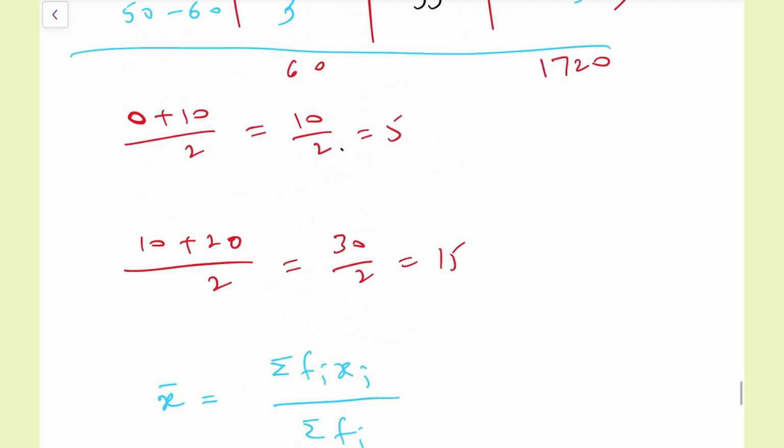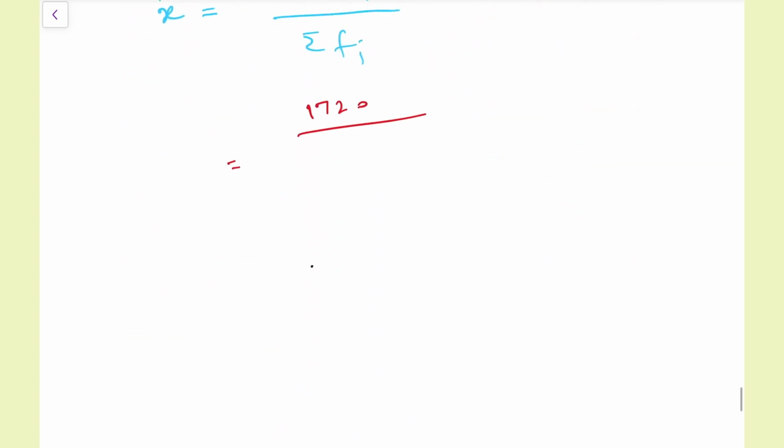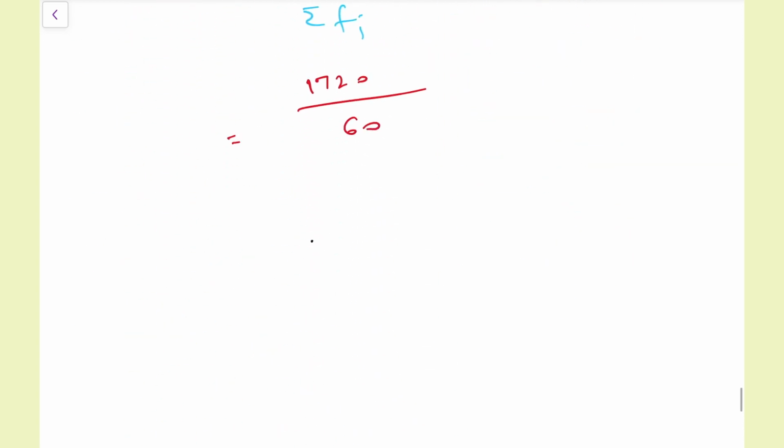1720 divided by sigma Fy is 60. Here the 0s will get cancelled. 2 3s are 6, 2 8s are 16, 2 6s are 12, so 86. So 86 divided by 3. If we do the division, then also we will get some decimal point. 86 divided by 3 is 28.6. So the mean of the given data is 28.6.